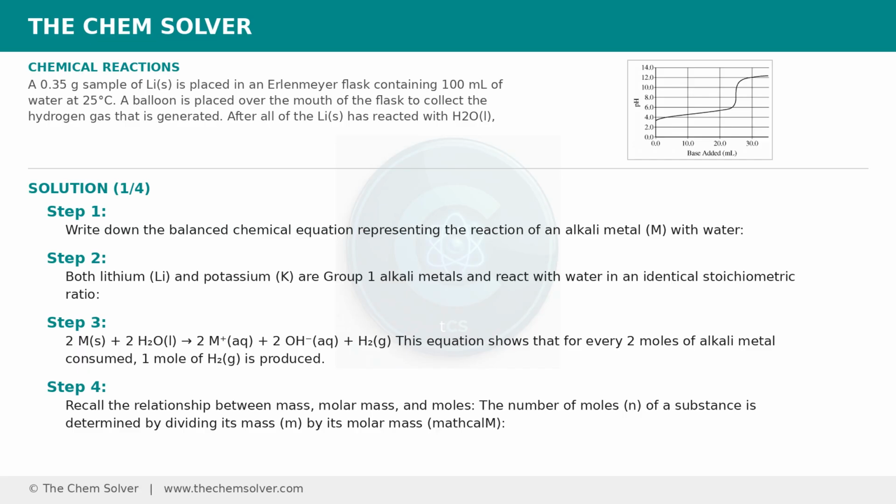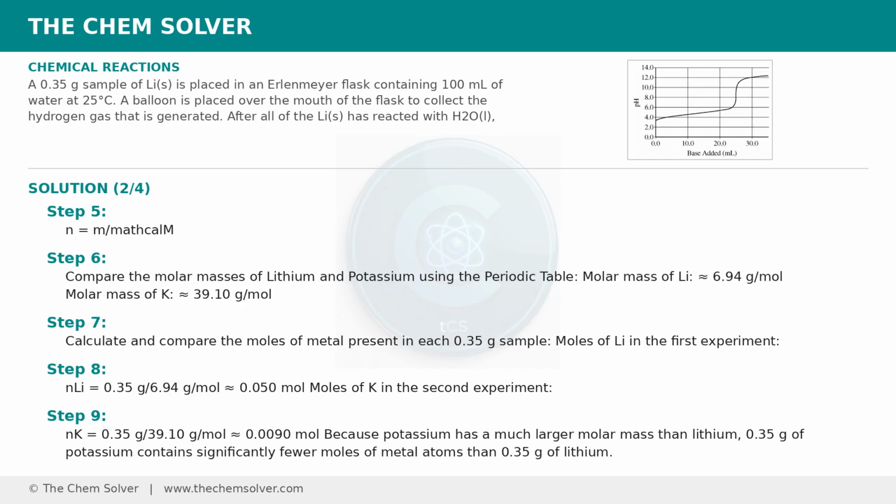Recall the relationship between mass, molar mass, and moles. The number of moles, n, of a substance is determined by dividing its mass, m, by its molar mass, M. n equals m over M. Compare the molar masses of lithium and potassium using the periodic table. Molar mass of Li, approximately 6.94 grams per mole. Molar mass of K, approximately 39.10 grams per mole.